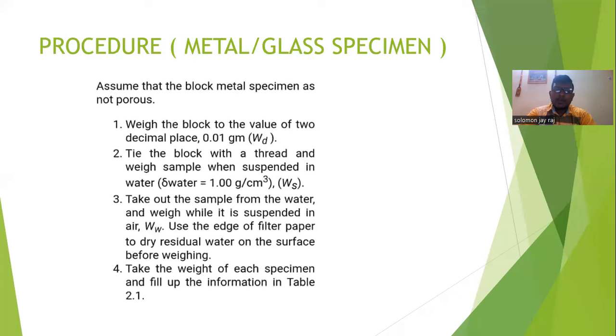Take out the sample from the water and weigh it while it is suspended in air. Use the edge of the filter paper to dry the residual water on the surface before weighing. Take the weight of each specimen and fill in the information in the table.